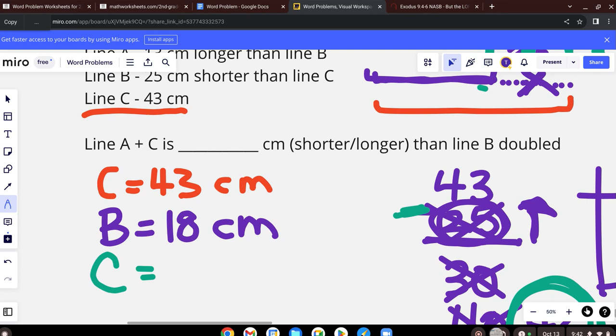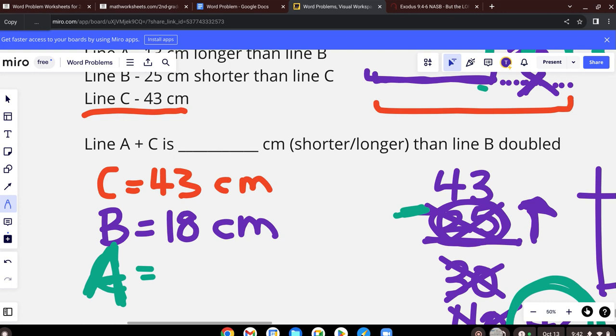So C is how many centimeter? 34. 43, I meant. Yeah, so C is 43. So what's A? Yeah, I confused you. We were trying to solve for A. What is A?